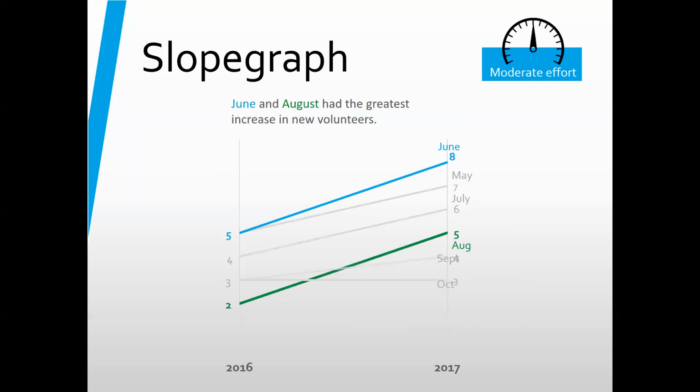This example shows the number of new volunteers from 2016 to 2017 by month, and we're comparing the number of new volunteers for a given month. So each line is a different month, showing the difference of how it was in 2016 and 2017. We're really looking to draw your reader to examine the different slopes here. And again, we use color to tie into our message and to highlight the lines that we wanted to. This is moderate effort. Again, we're making all of these in Excel, but we need to manipulate it a little bit more to get it clean and easy to read.